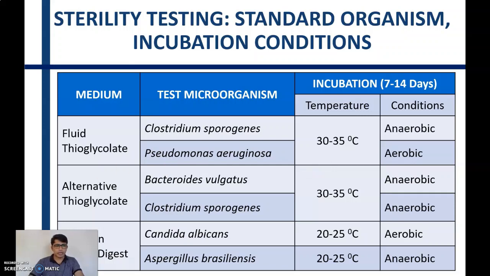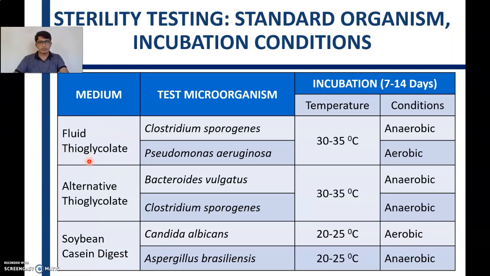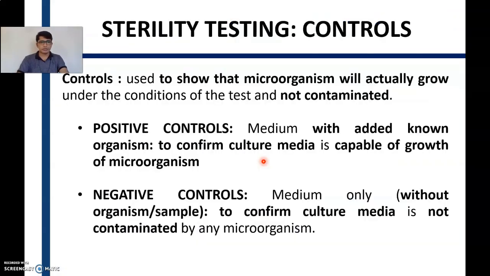Now these are some microorganisms and their incubation conditions which are used for the sterility testing. In case of fluid thioglycolate media, we will use Clostridium sporogenes and Pseudomonas aeruginosa, and the incubation temperature is 30 to 35, and these are the organisms for aerobic and anaerobic conditions. For alternative thioglycolate media, Bacteroides vulgatus and Clostridium sporogenes, and for soybean casein digest media, Candida albicans and Aspergillus brasiliensis. These are fungi which will be used as a positive control along with the culture media. Okay, so these are the different standard microorganisms which will be used as positive controls.